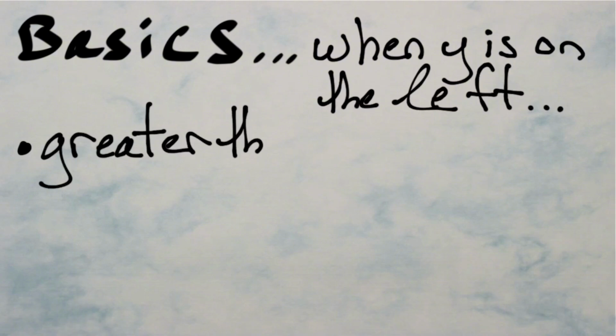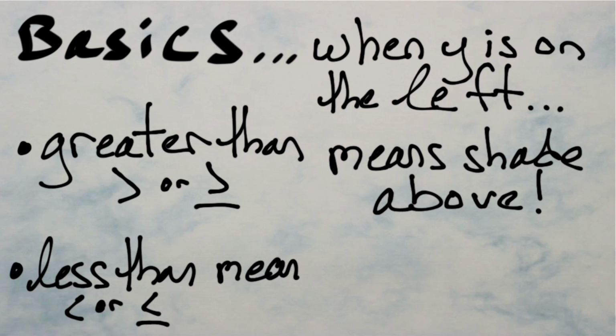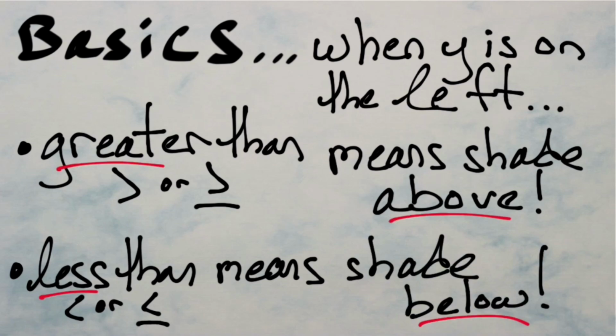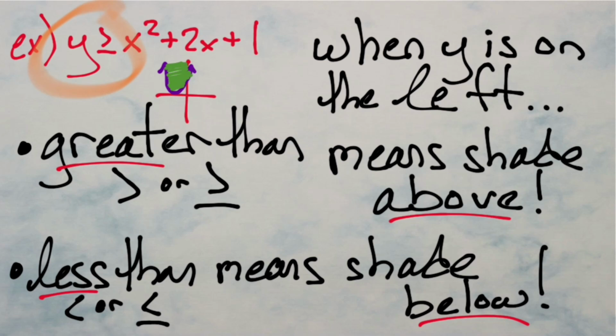When the y variable is on the left side, the greater than signs mean you shade above, the less than signs mean you shade below. It's very logical. Take a look at this. Here's an example where the y variable is on the left. It says y is greater than, and the y is on the left.